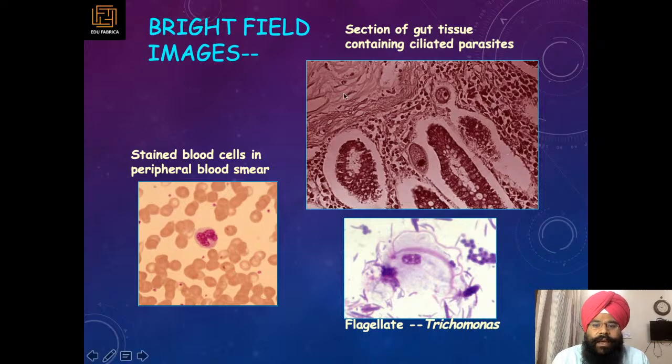So these are some examples of how bright field images look like. Stained blood cells in the peripheral blood smear. This is the flagellate Trichomonas.